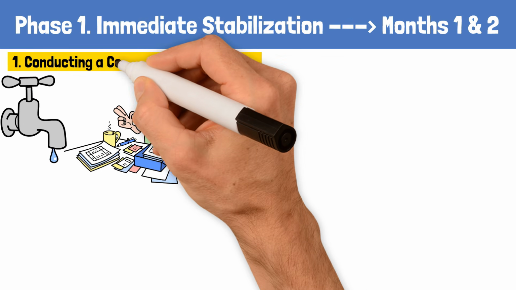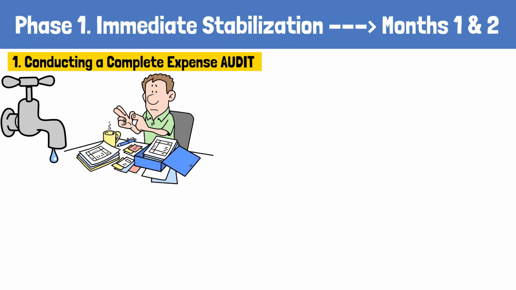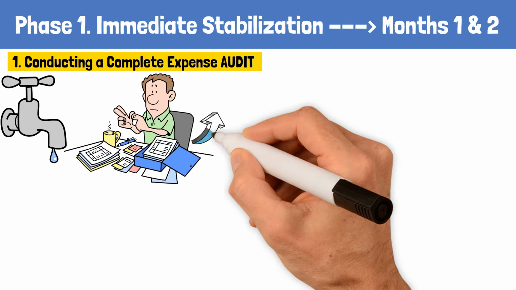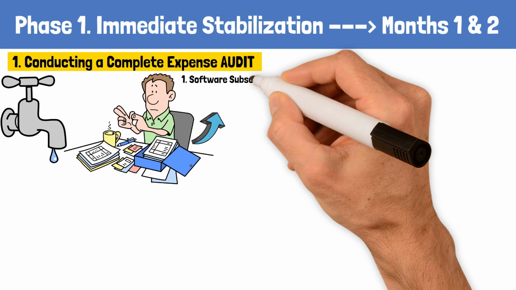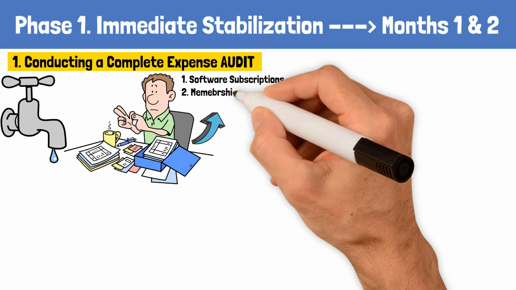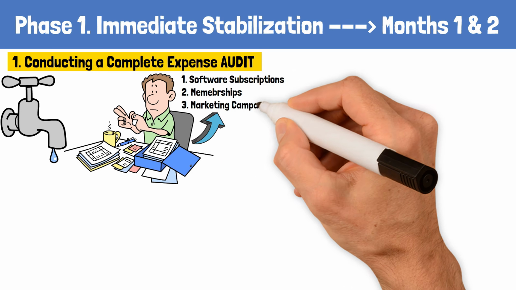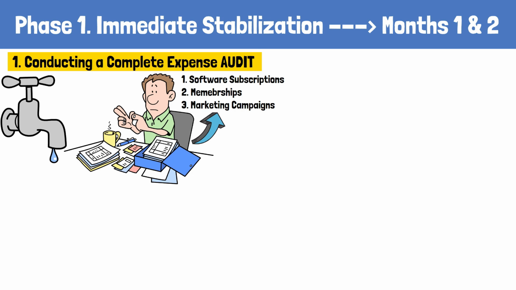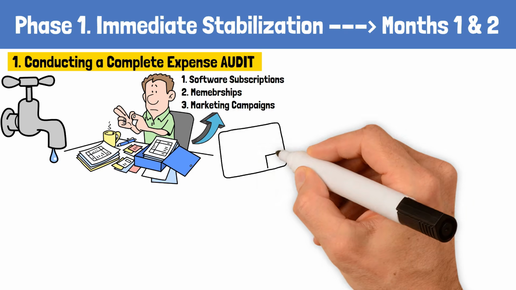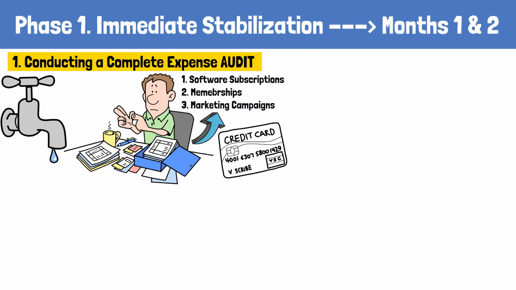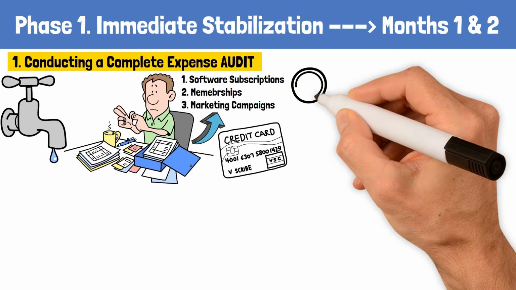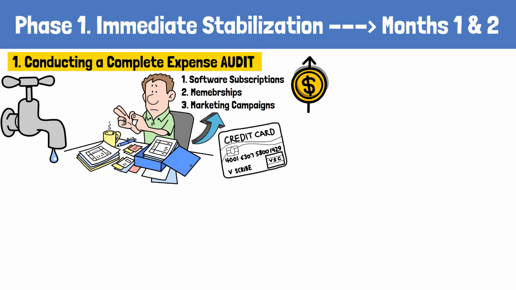Start by conducting a complete expense audit. Review every recurring payment leaving your business account. Look for software subscriptions that are rarely used, memberships that no longer provide value, and marketing campaigns that are not producing measurable results. Many businesses spend money automatically every month without realizing how much those expenses add up over time. Eliminating unnecessary costs can create immediate improvements in cash flow without increasing sales.